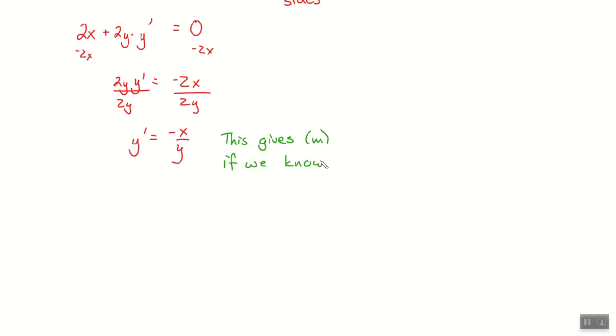If we know x and y. What do we know right now? We know x equals 1 in my original equation. So careful. Notice, this is x and y. Is there any reference to y prime right here?